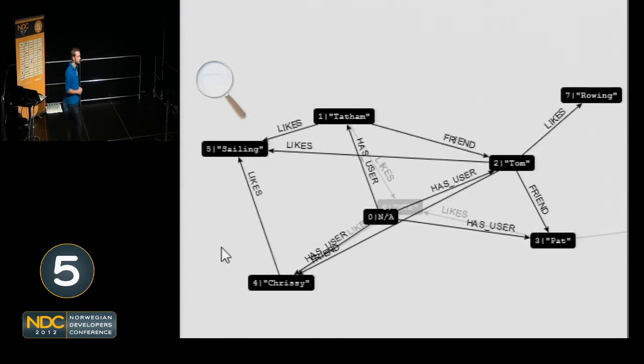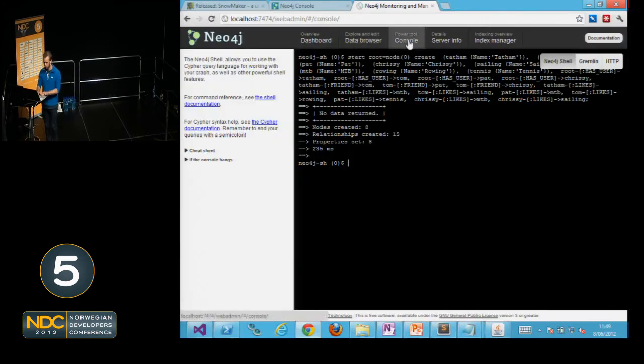Tatham, Tom, and Chrissy all like sailing. So very easy relationships, and you can just kind of read through it. The system has a user, Tatham, who likes sailing, and somebody else also likes sailing. And then we can go and query off that very easily.